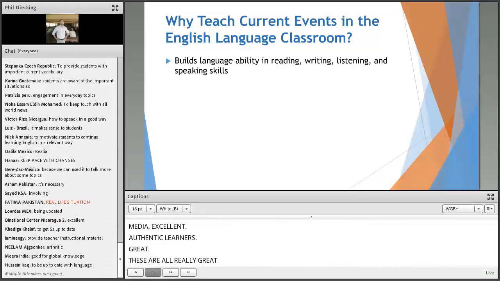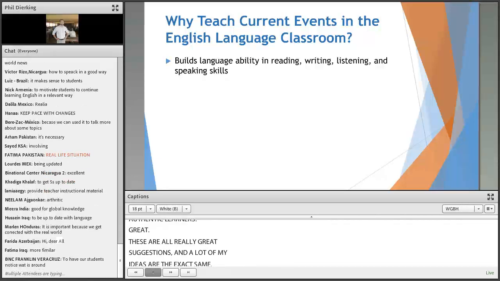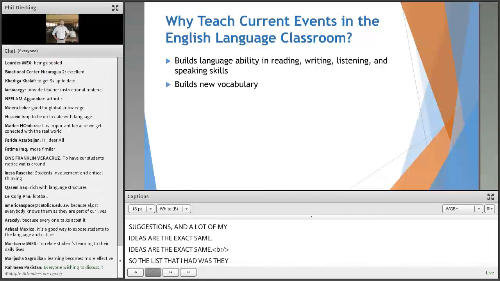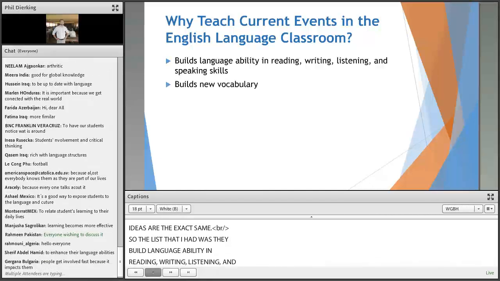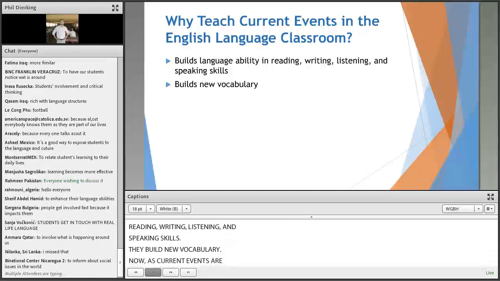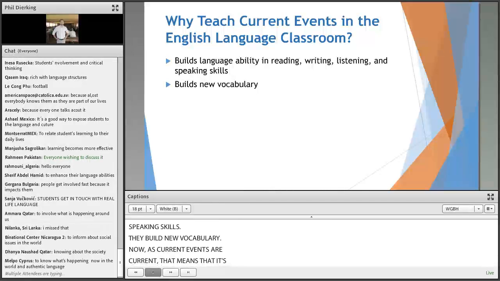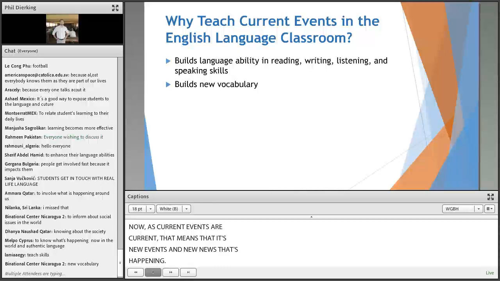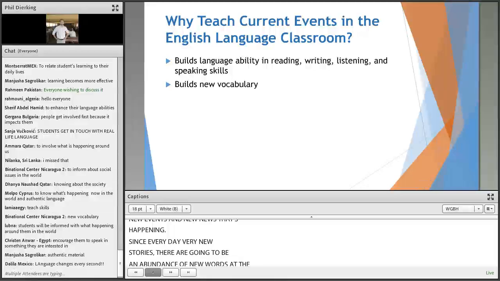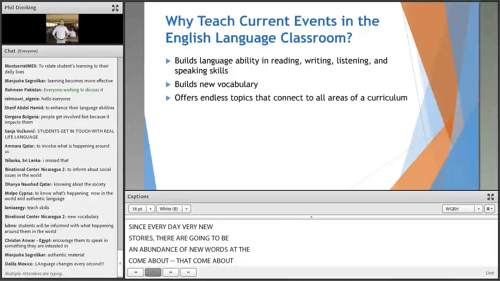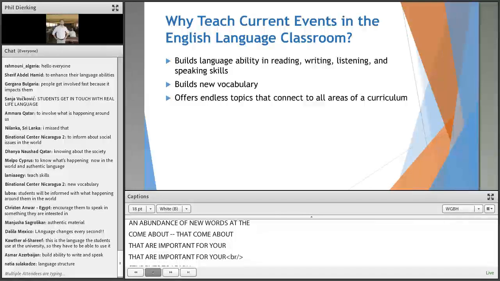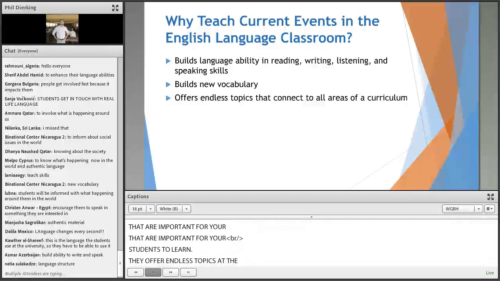So the list that I had was they build language ability in reading, writing, listening, and speaking skills. They build new vocabulary. Now, as current events are current, that means that it's new events and new news that's happening. And since every day there are new stories, there are going to be an abundance of new words that come about that are important for your students to learn. They offer endless topics that connect to all areas of curriculum. You can take the current events in the news and adapt it to any subject in English language that you're teaching.